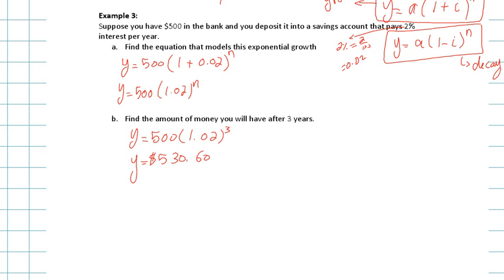Now, how much interest did you get in 3 years? $30.60. Exactly. That's bad, but that's what you usually get at 2% per year. Okay? Do you guys understand that? Do you understand where it's all kind of coming together right now? The base is the growth factor. Is it growing or decaying?